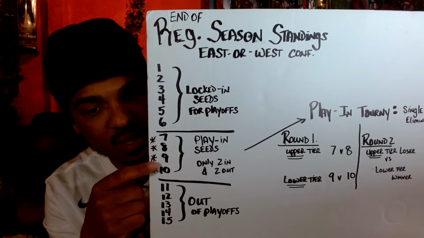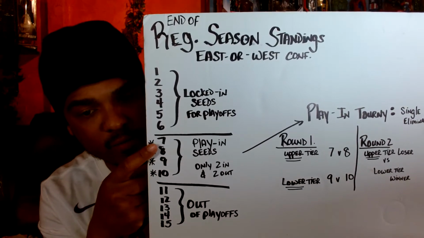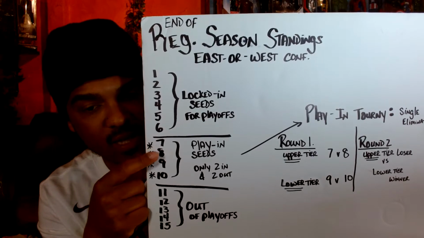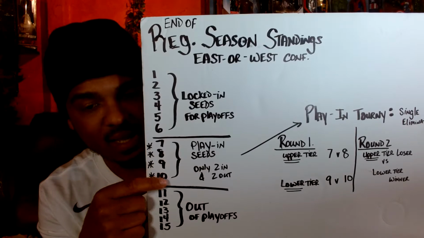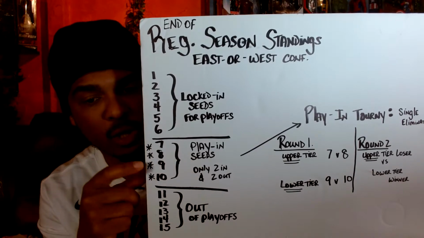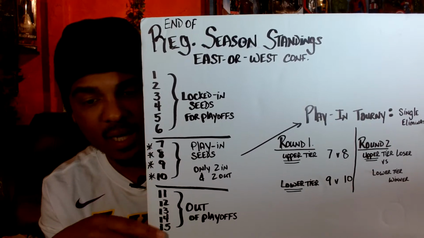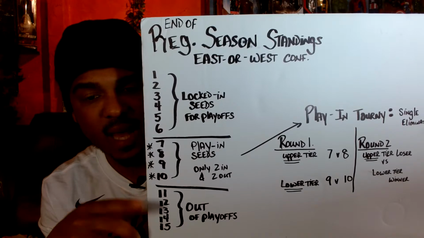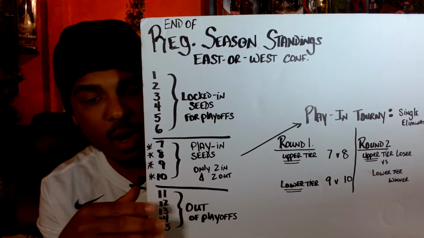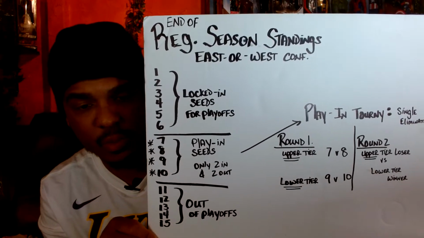7th through 10th, that's when we get into the play-in seeding. Obviously, it's going to involve the teams ranked 7th, 8th, 9th, and 10th at the end of the regular season. Like I said, this could change after the play-in tournament as far as who's ranked where when it comes to 7th and 8th. And then 11th through 15th, as usual, they're out of the playoffs. The end of the regular season is the end of their season entirely for 2021.